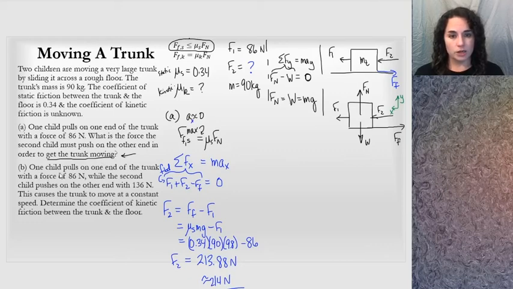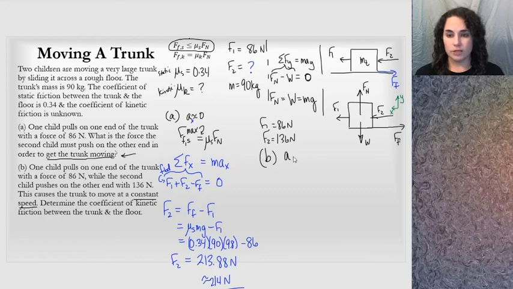Part B says one child pulls on one end of the trunk with a force of 86 newtons, while the second child pushes on the other end with 136 newtons. So in this situation, they give me F2. They've changed it, and they give me F2. F2 equals 136 newtons, and F1 is still 86 newtons. This causes the trunk to move at a constant speed. Okay, I know what that means.